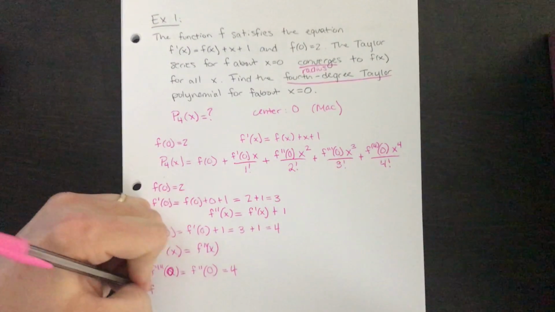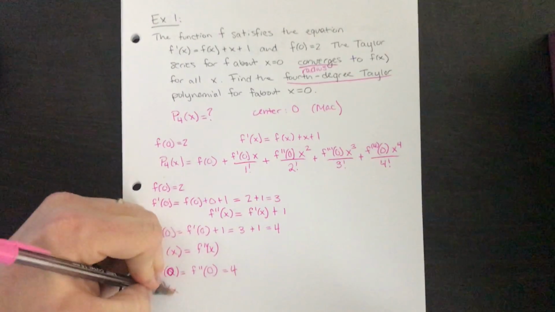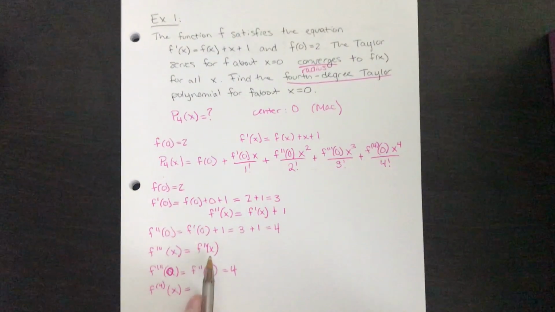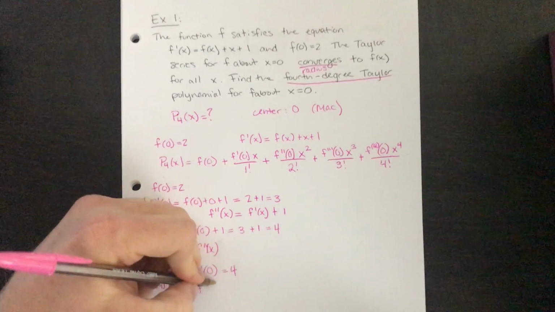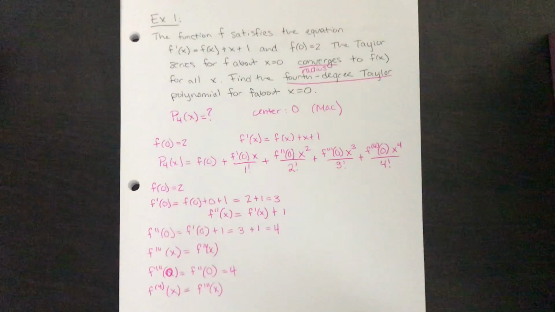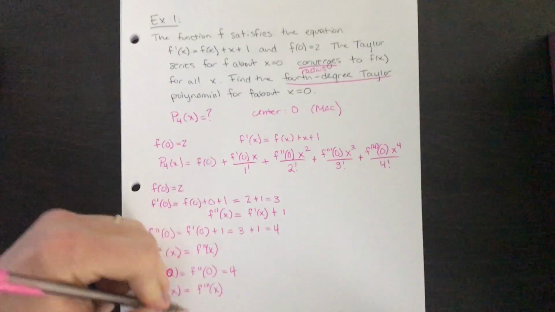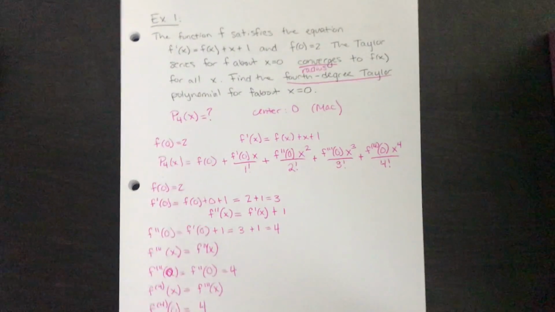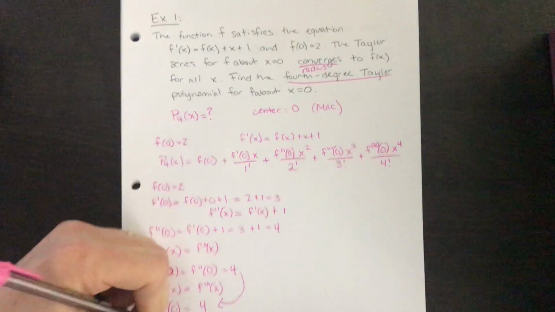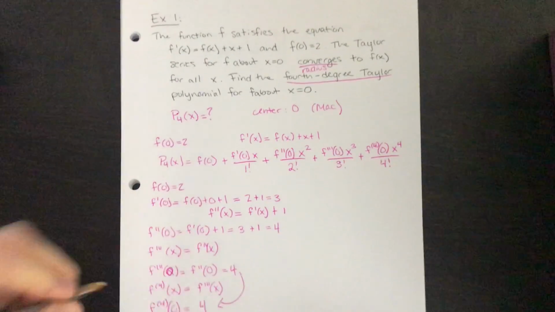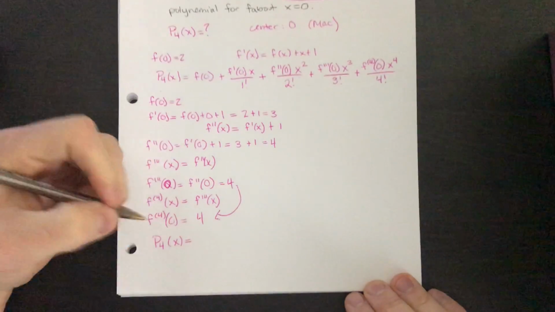And the last one is the fourth derivative of x. Well, we're just taking the derivative of the third derivative, which would just be that the fourth derivative is the same as the third derivative. So the fourth derivative evaluated at 0 has to be 4 as well. So, looking at that, now we just go back to p sub 4 of x and plug in all of our pieces.